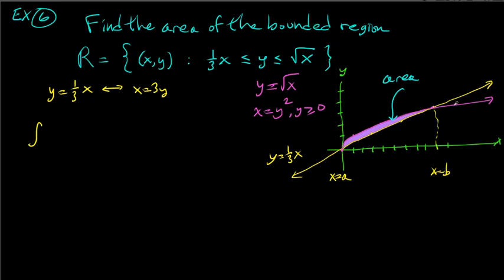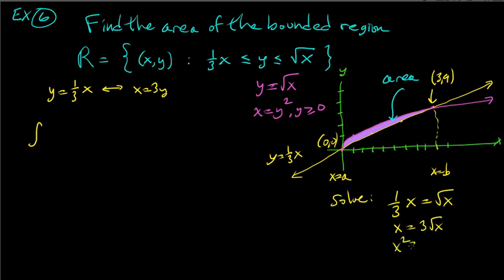Well, from the graph it should be clear that this is just (3, 9), and this is the origin (0, 0). Of course, if you didn't know that, you can solve for where these curves intersect. So you just set 1/3 x equal to the square root of x, and you solve that equation, squaring both sides. When you square 3, you get 9. And this has two solutions: x equals 0 and x equals 9. So clearly, a is 0, b is 9.